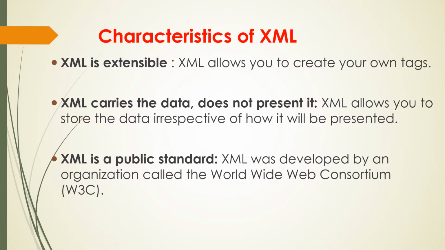Characteristics of XML. First one is XML is extensible. XML is extensible means XML allows you to create your own tags. Next one is XML carries the data, does not present it. It means XML allows you to store the data irrespective of how it will be presented. And next one is XML is a public standard. It means XML was developed by an organization called the World Wide Web Consortium or W3C.